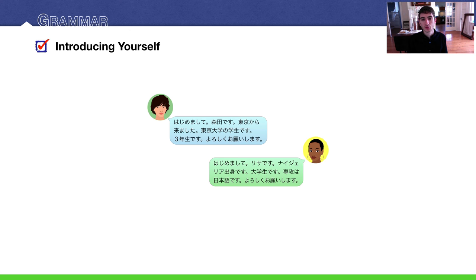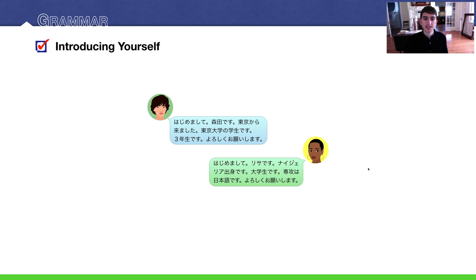So here's a sample introduction between these two people who, I guess, are meeting for the first time. The top guy says, Hajimemashite, Morita desu. I don't have the furigana, but this is Morita. Morita desu. Tokyo kara kimashita. He's from Tokyo. Tokyo Daigaku no gakusei desu. So remember, gakusei means student. This no connects the two nouns together. So Tokyo, Daigaku, university. Tokyo Daigaku is Tokyo University student. He's a Tokyo University student.